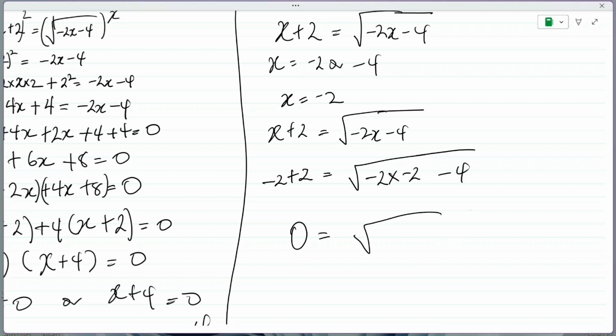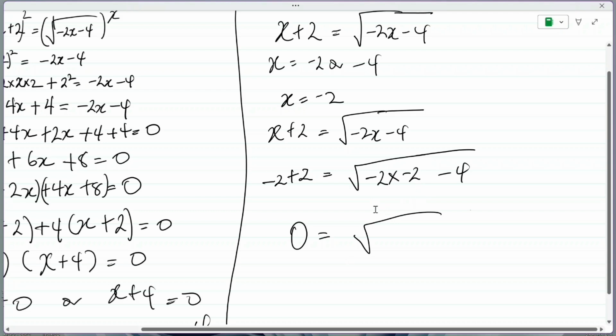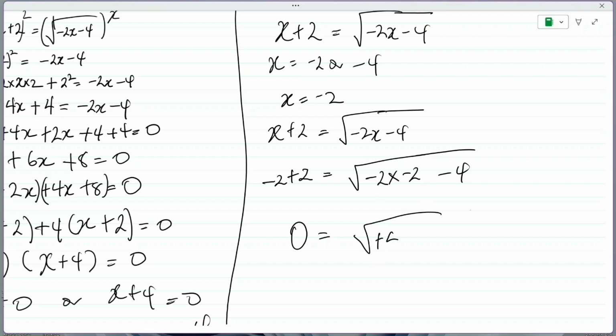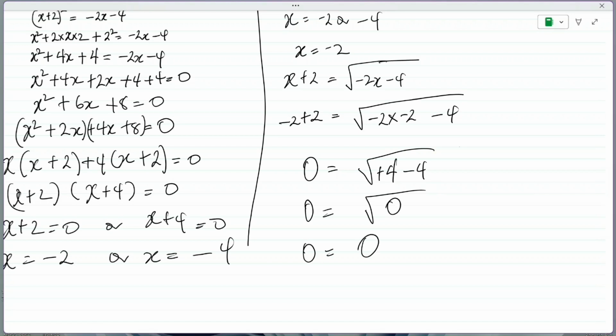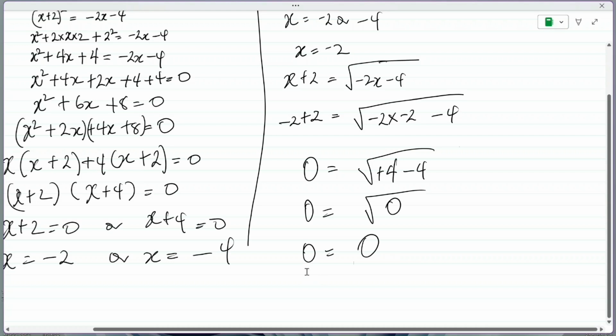So you have square root of minus 2 times minus 2. Minus times minus is positive. Then you can choose to write it or leave it empty. 2 times 2 is 4. Then you still have this minus 4 at the back. You have 0 equals square root of plus 4 minus 4. 4 minus 4 is 0. 0 equals square root of 0 is 0. We can now see that the result on the left hand side is same as the result on the right hand side. That means the value minus 2 works perfectly well for the equation.